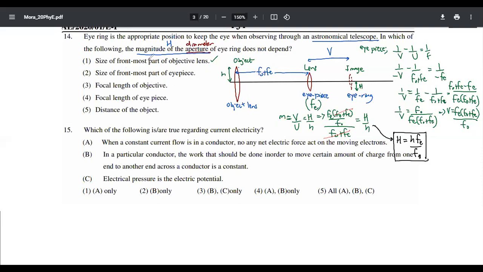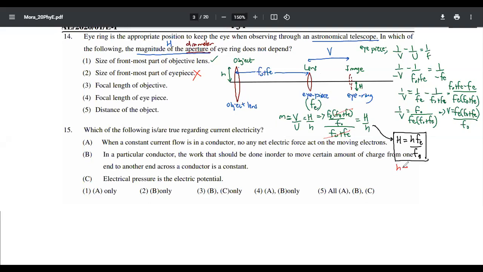Size of the frontmost part of the object lens. Yes, that's correct. Size of frontmost part of eyepiece. What about that? That doesn't have anything to do with this, no, people. Because the size of eyepiece did not get involved in this equation. I don't see that involved in the equation. Okay. Therefore, for 40 looks like the answer. This is no. Size of frontmost parts of the eyepiece means the height of eyepiece. It is not there in the equation.